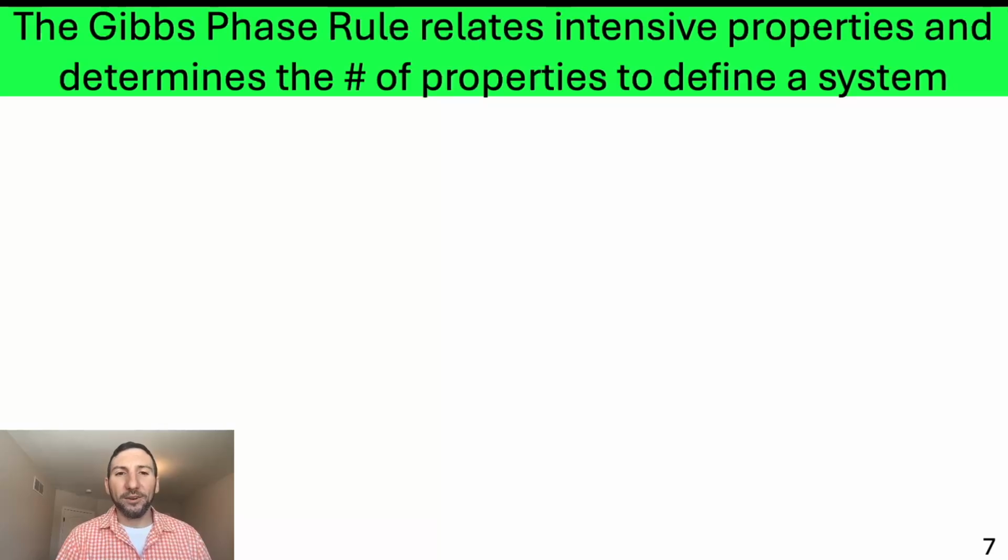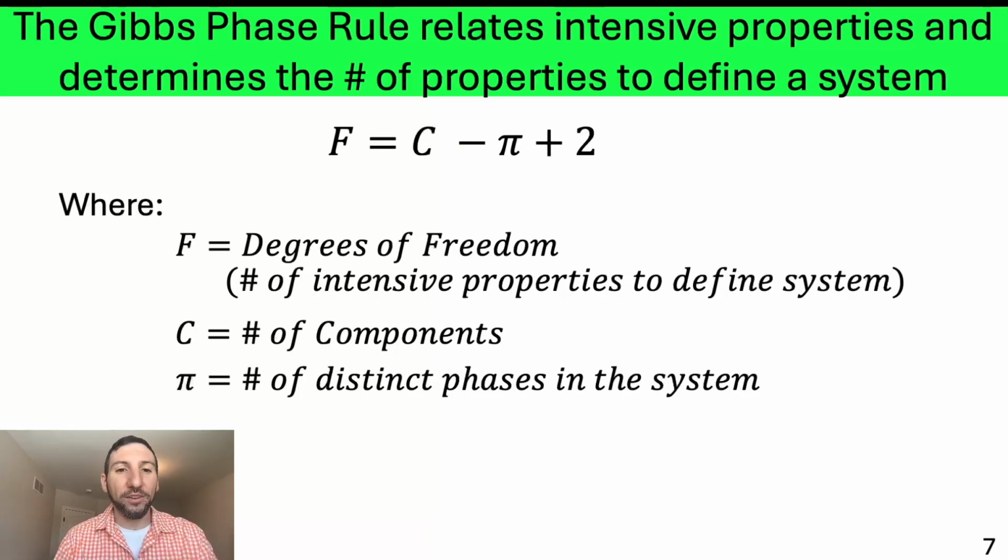And so for this situation, here's our equation. We've got F equals C minus pi plus 2, where F is the degrees of freedom, so it's the number of intensive properties to define the system. C is the number of components, and pi is the number of distinct phases in the system.